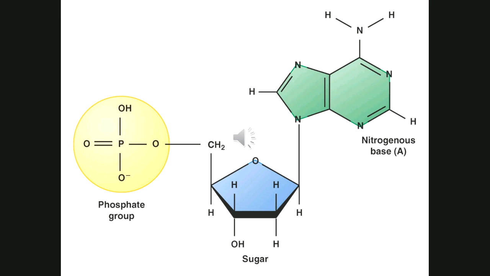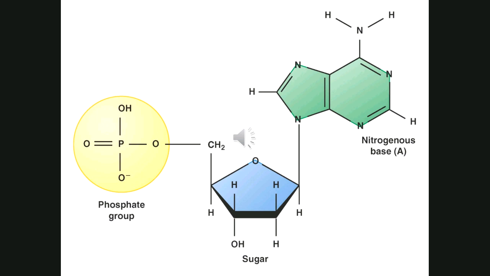But this is the monomer. These nucleotides will bond with each other to make the polymer. That's a nucleotide, the monomer for nucleic acid. This is the nucleotide, okay? The nucleotide for DNA is not the same as the nucleotide for RNA. They differ by the sugar and also the nitrogenous base.